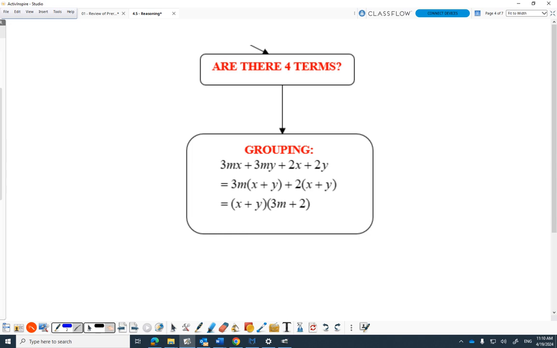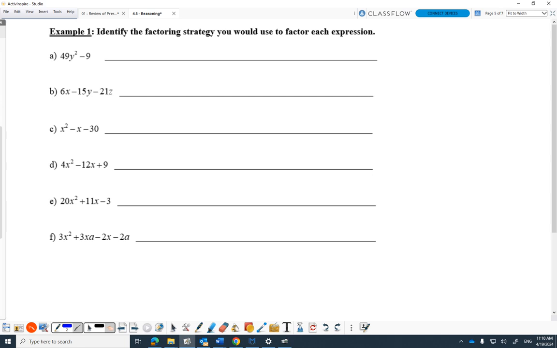So let's use the reasoning to look at A, B, C, D, E, F and try and decide what factoring strategy we would use to start. You can look through those. Take a second. You don't have to do A first. You can do whatever one you want first. Not do it, just decide. And then you'll tell us what you decided, and I'll write it down, and we'll agree or disagree on what you chose. The common factor.